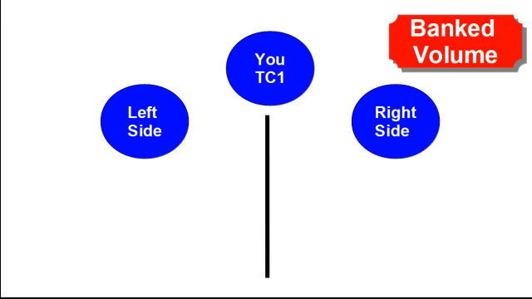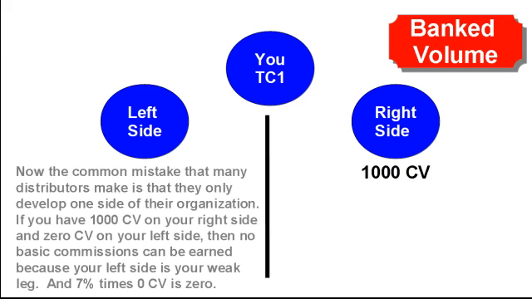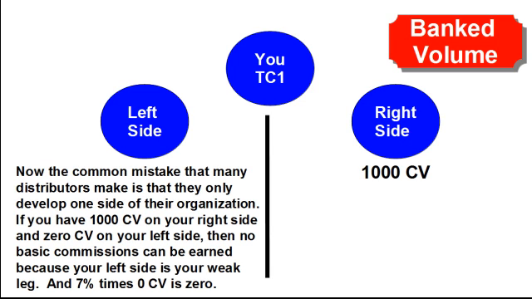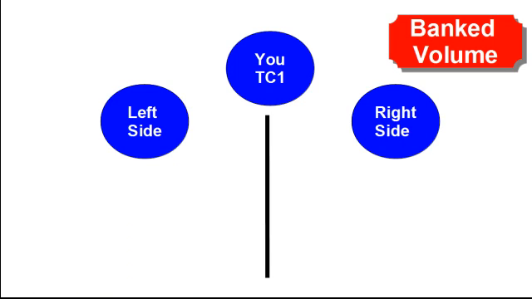For example, in your drawing underneath the circle right side, write 1,000 CV. Now, the common mistake that many distributors make is they only develop one side of their organization. If you have 1,000 CV on your right side and 0 CV on your left side, then no basic commissions can be earned because your left side is your weak leg and 7% times 0 CV is 0. In today's presentation, we're going to show you how to prevent this from happening. Now, underneath the circle on your left, write 500 CV.